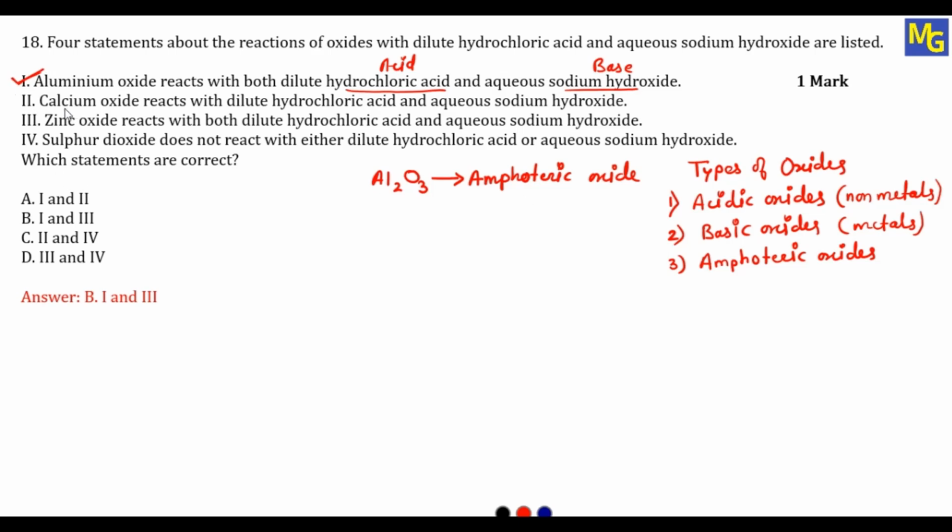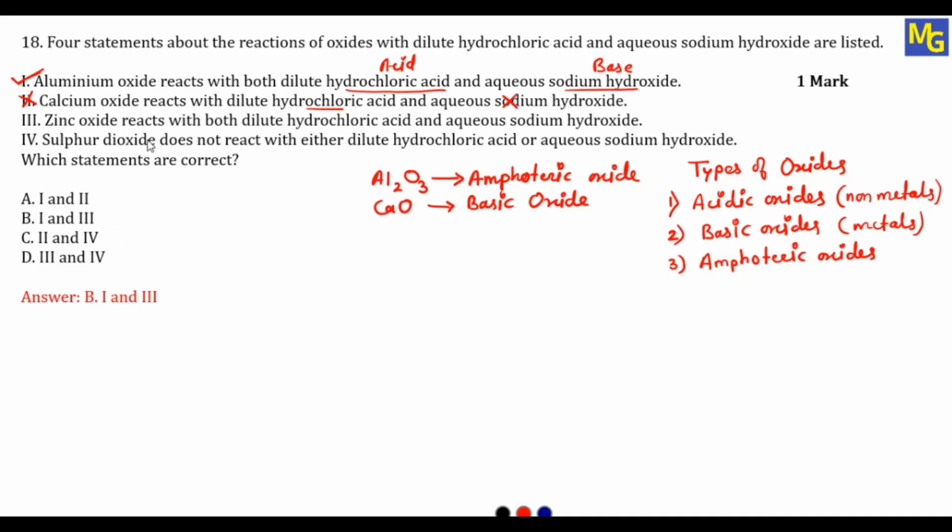In the second statement, if you see calcium oxide, what is the formula of calcium oxide? CaO, calcium oxide. This will react with dilute hydrochloric acid and aqueous sodium hydroxide, they are saying. Means they are saying this calcium oxide will react with both acid as well as base. But calcium is a metal, and metal will give basic oxide. So this is basic oxide. I hope you are understanding. If it is a basic oxide, it has basic properties. And if it has a basic property, it will react with only acids. It cannot react with bases. Base cannot react with base. And therefore, the second statement is a wrong statement.